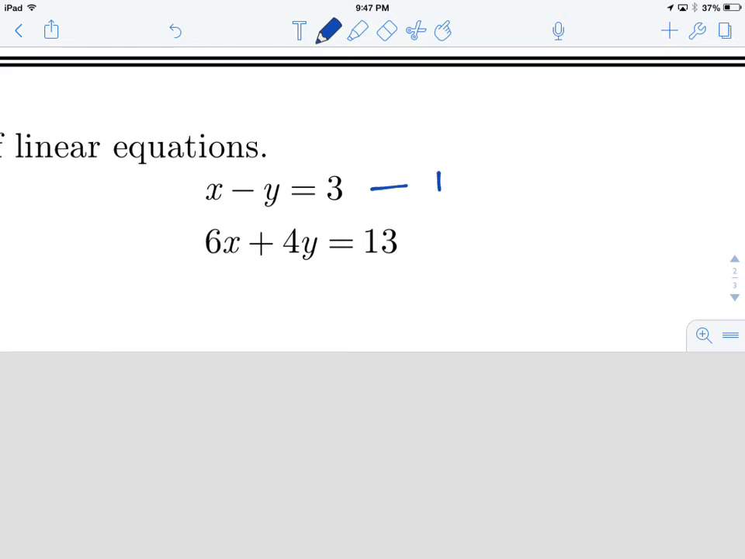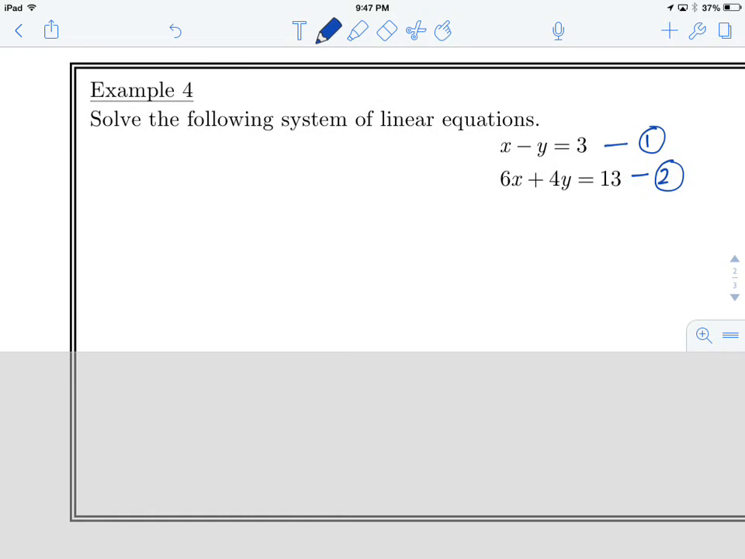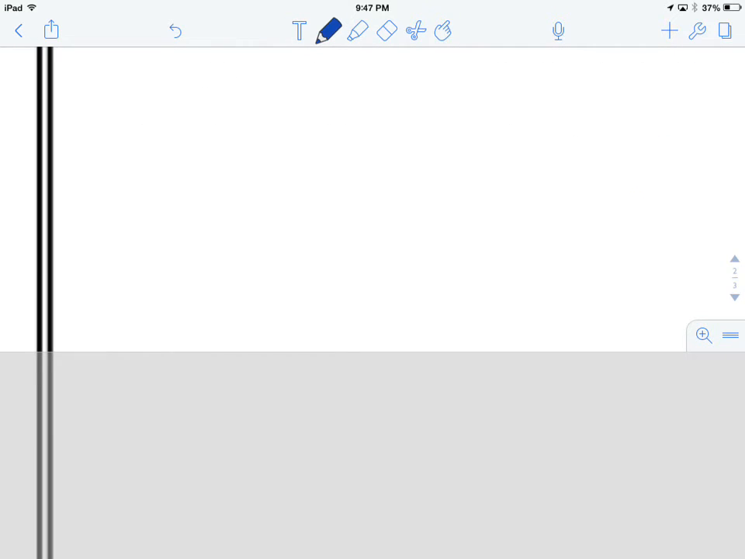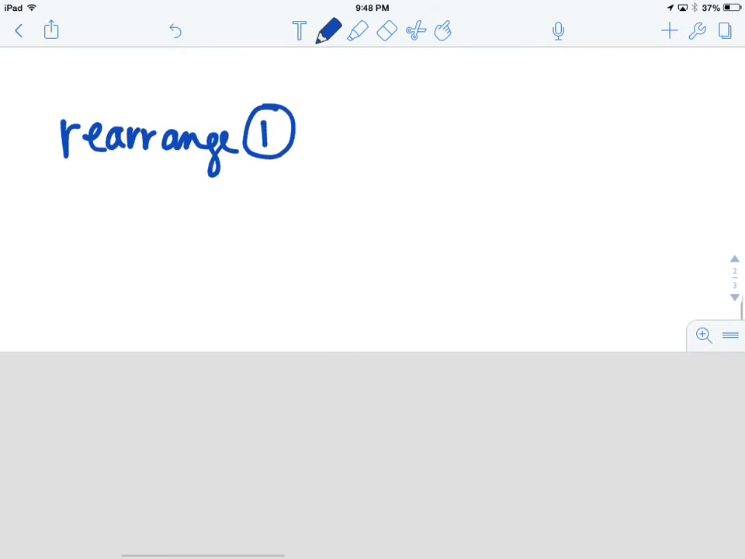But here we have equation 1 and equation 2. And what we want to do is solve this. Most of the time in physics, we're going to solve by the method of substitution. Okay, that's what we're going to do most of the time. And so let's take a look at this. So first things first, I would say rearrange equation 1. And we're going to rearrange it so that we move this y over here to the other side. So we get x is equal to y plus 3.